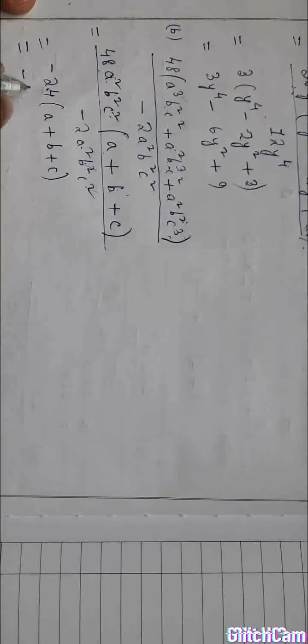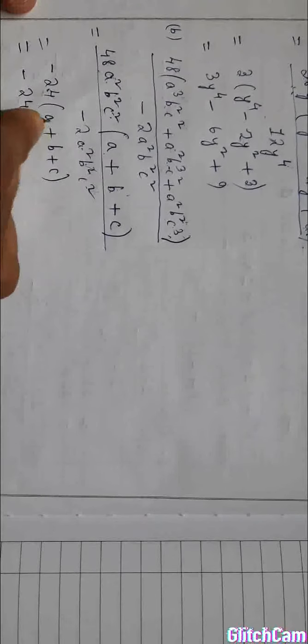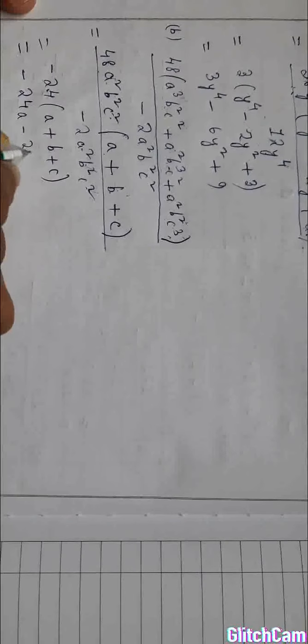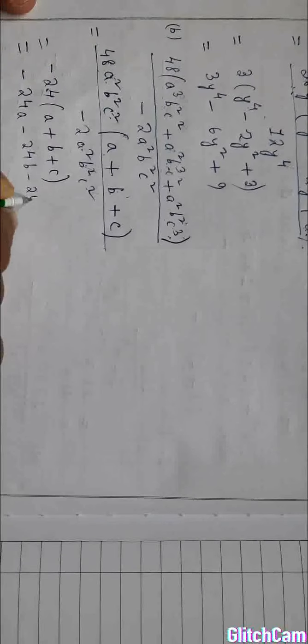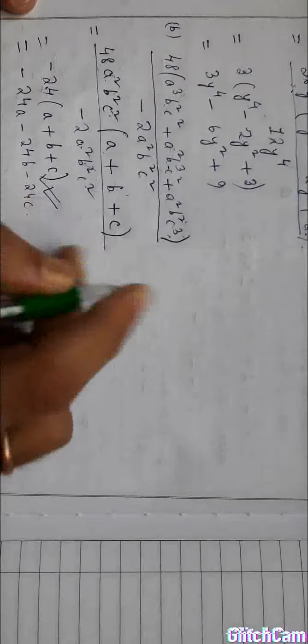Therefore, we can write, if we multiply 24 with all the three terms inside the bracket, so we'll write minus 24a minus 24b minus 24c. You can keep your answer here also.